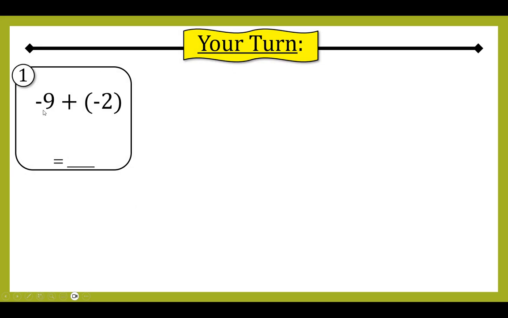All right, so I have -9 plus -2. The nice thing about this problem is it is an addition problem. So since it's not subtracting, I don't need to add the opposite. So I'm going to look right here and I see that this is -9. I'm going to look over here and I see that I have -2. So that's a negative plus a negative. This is case number 2.